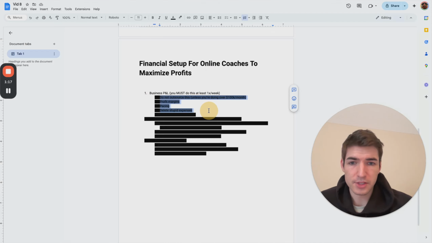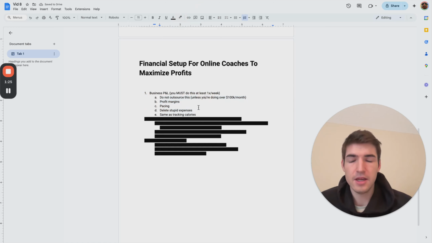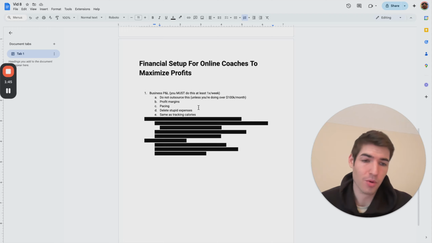So core things with this, we're gonna go over the most important things you need to do with this P&L. So first things first, don't outsource this. The reason being it's so important you're hyper aware of what the money flow, the cash flow in your business looks like, because at the end of the day, you're running a business because you want take-home profit. An online coaching business is not a business you're typically going to exit or scale to 10 figures and have a 10x exit. No, you're usually just going to be having a cash flow business for the vast majority of situations.